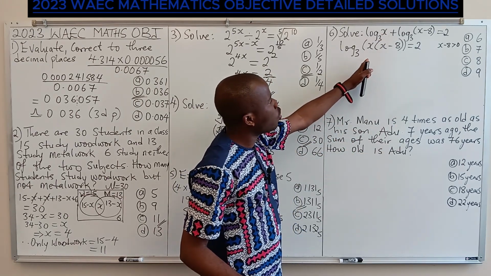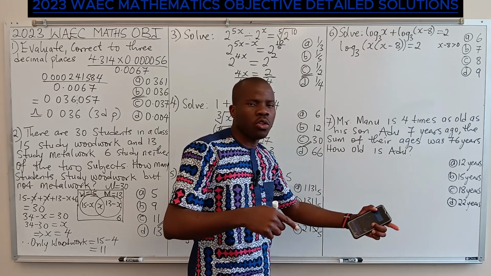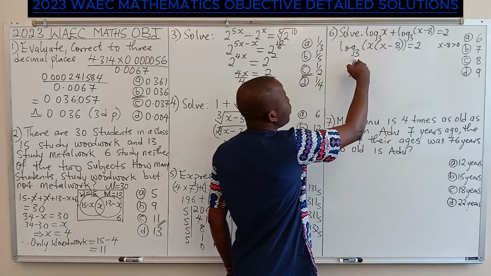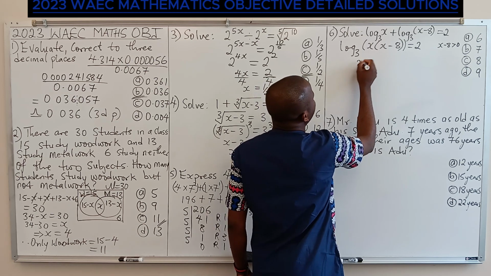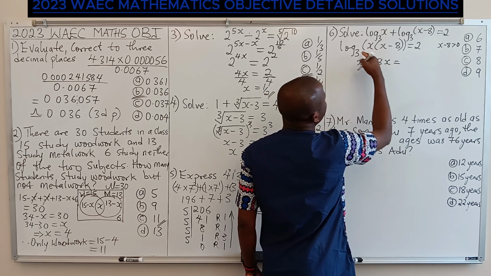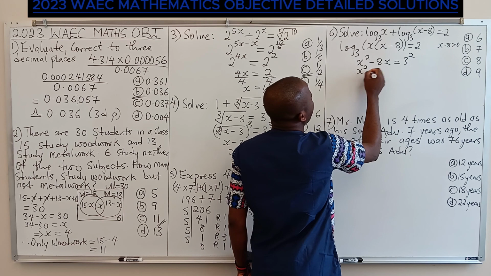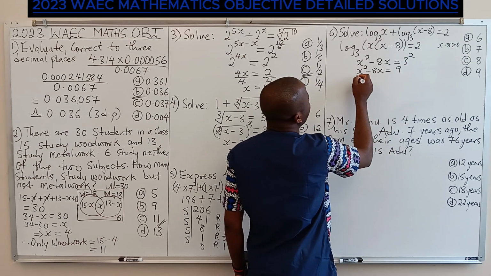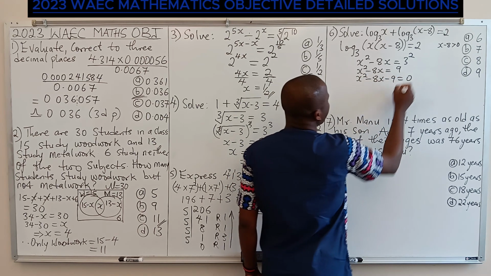Also from laws of logarithm, when you want to convert a logarithmic expression to an indicial expression, or indices form, it will be 3 to power 2 has to be equal to this. So if you open the bracket, we have x squared minus 8x has to be equal to 3 to power 2. So that x squared minus 8x has to go to 9. Subtracting from both sides, we have x squared minus 8x minus 9 equals 0.